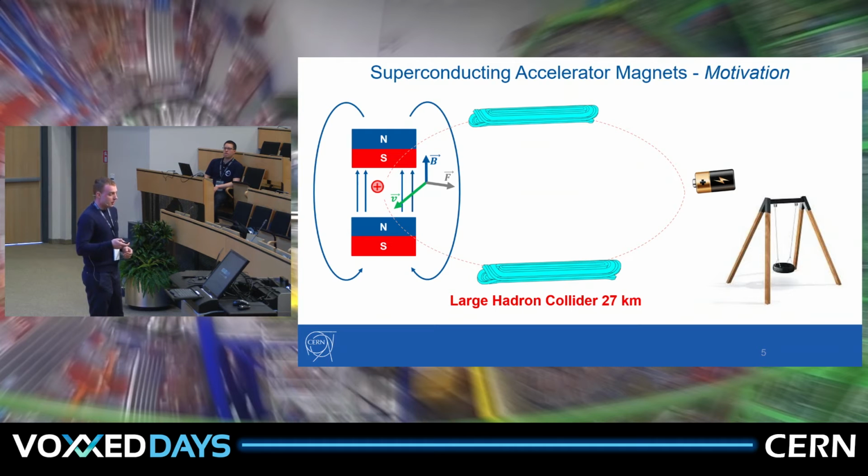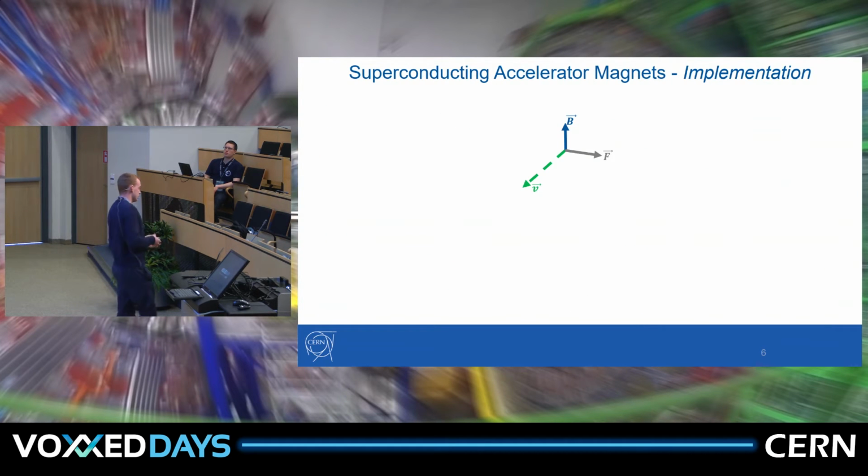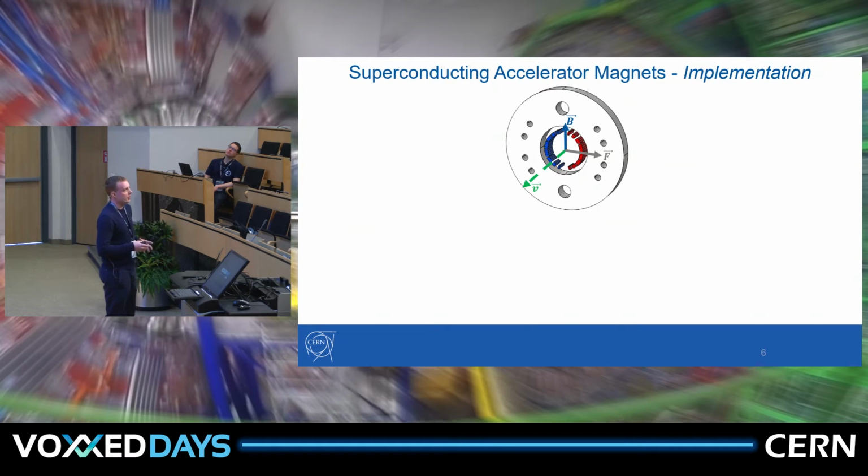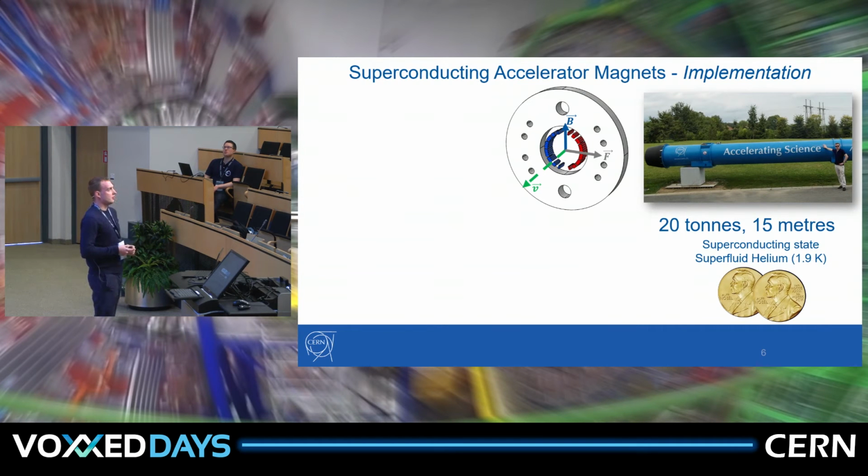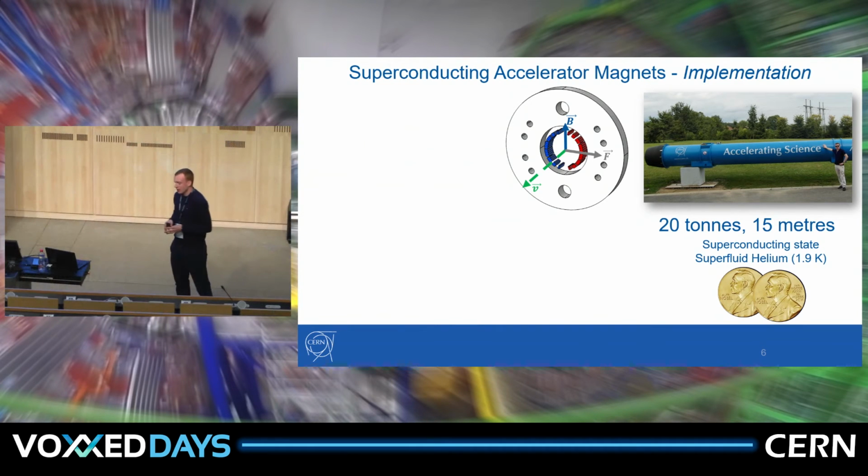Okay, so now we know the principle, and let's consider the implementation. The principle stays the same. However, we need to build a highly sophisticated structure around it, which is as precise as a Swiss watch, maybe this one as we can see here. But a Swiss watch that weighs 20 tons and is 15 meters long, and we need to operate it in a superconducting state in order to generate the high magnetic field. The magnet is cooled by superfluid helium down to 1.9 Kelvin, so some minus 270 degrees.